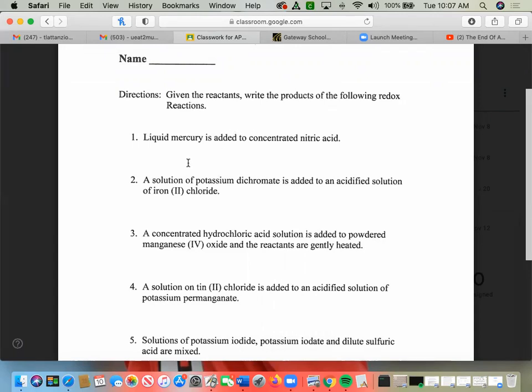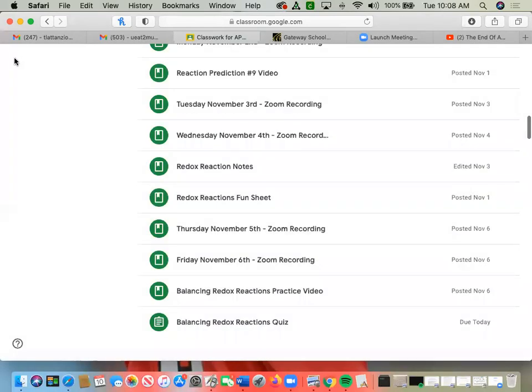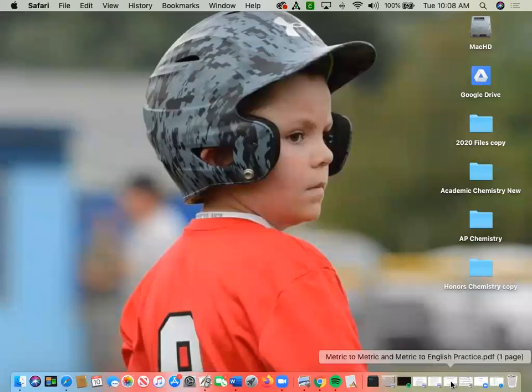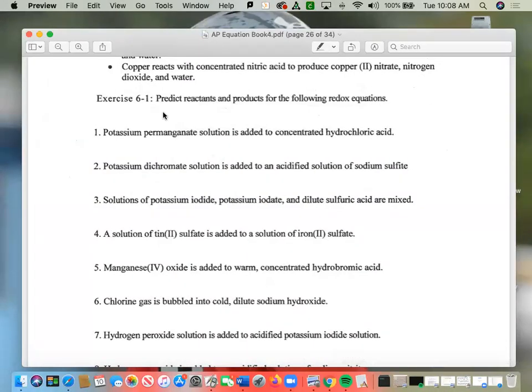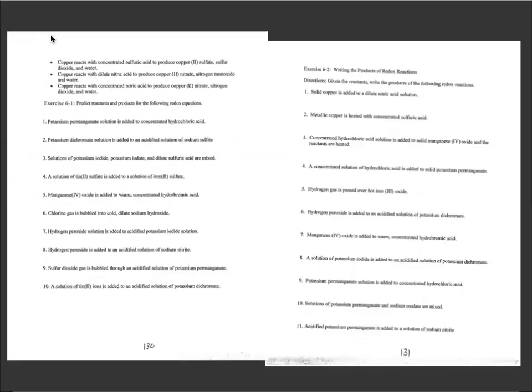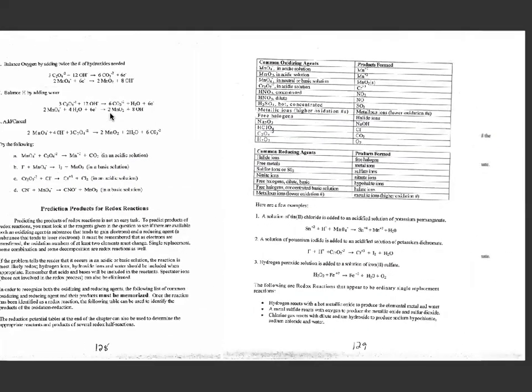So when you look at all of them, you know, a solution of potassium dichromate is added to an acidified solution of iron(II) chloride. When you look at these questions, it can be daunting. I mean, how do you come up with the products when we haven't even seen how to do that yet? How do you know where those products come from? So that's where it seems like a good place to go back to our book and back to chapter 6 of that book. And let me show you where we're at.